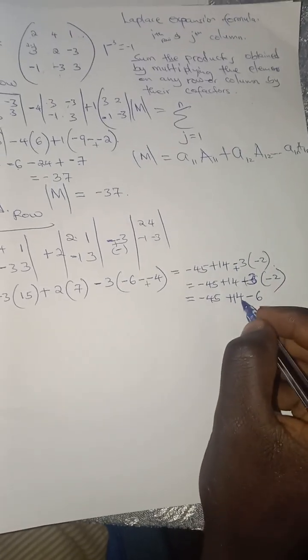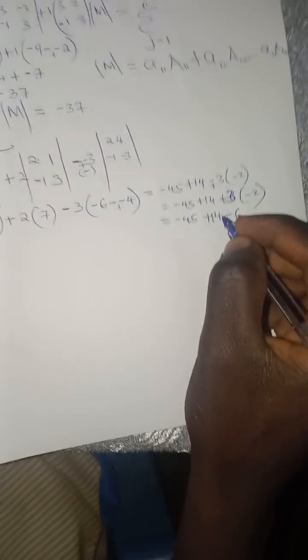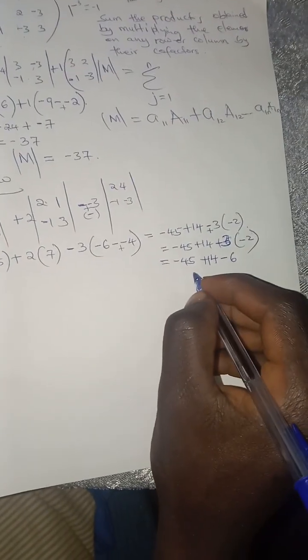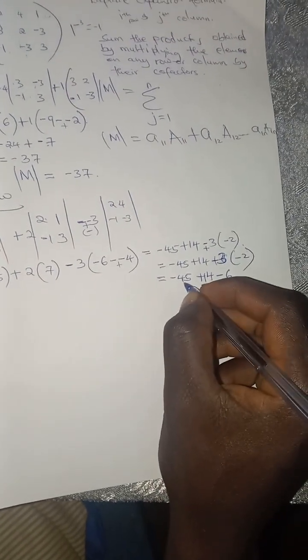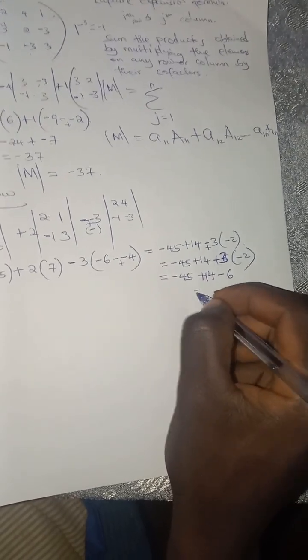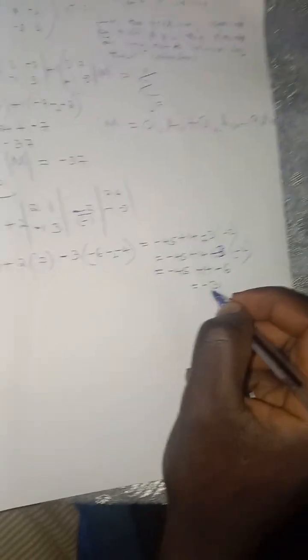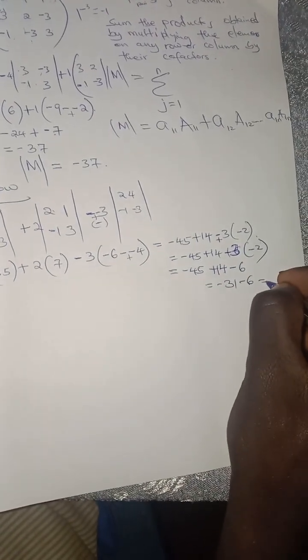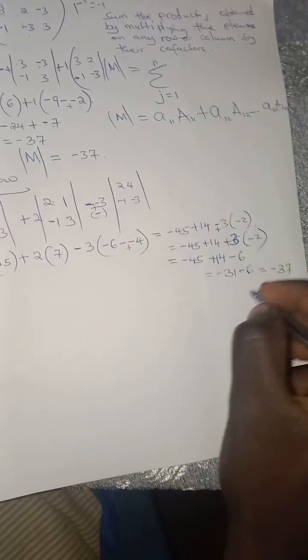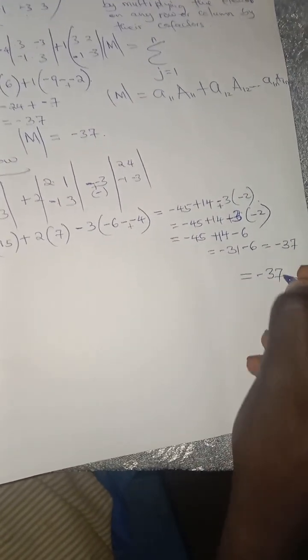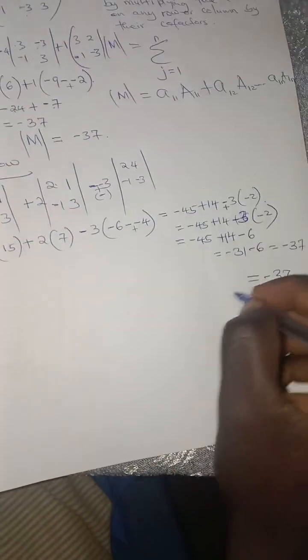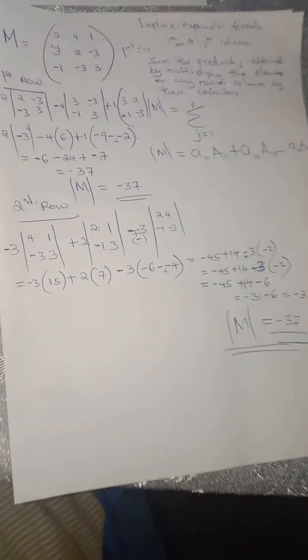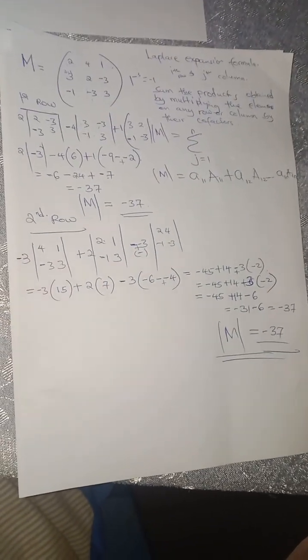We have to apply BODMAS, so addition first. Negative 45 plus 14 is negative 31. Negative 31 minus 6 is negative 37, which is the same as what we found. The determinant of M is negative 37, which is the same as what we found on that side.